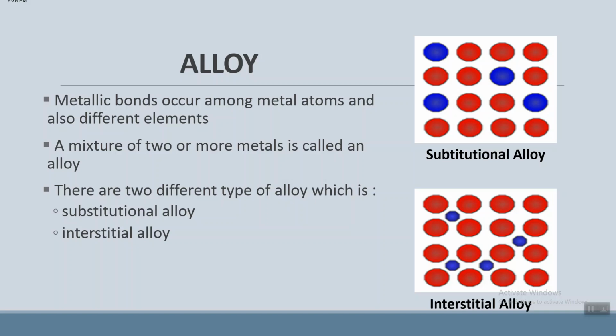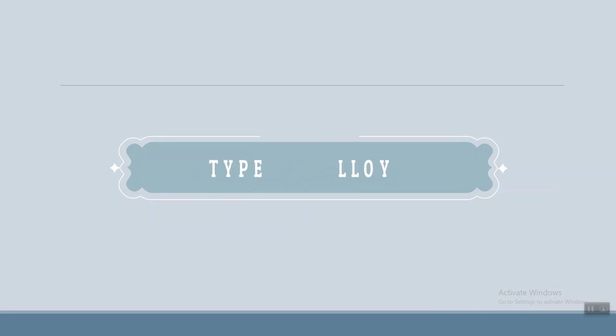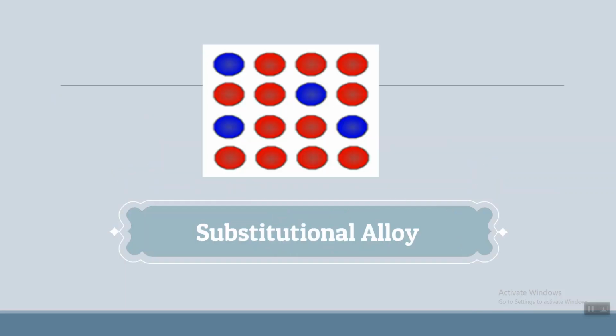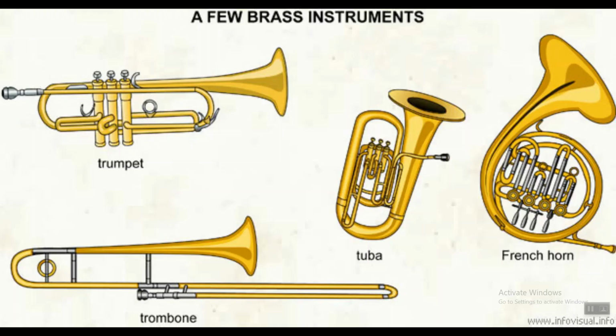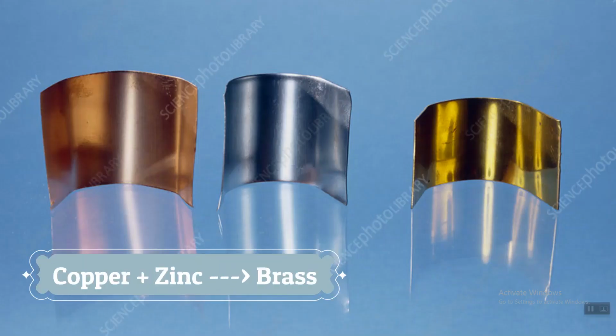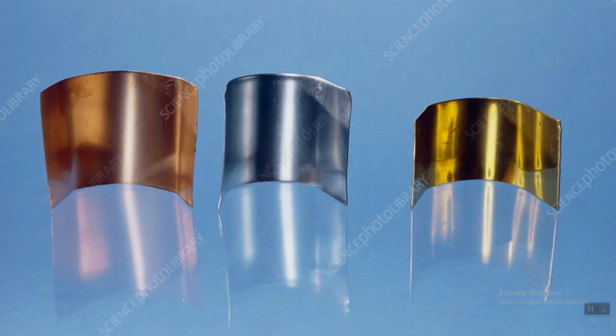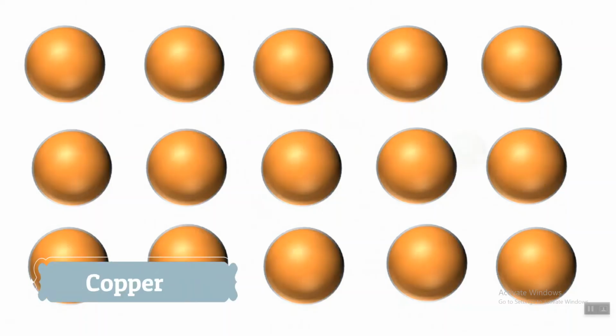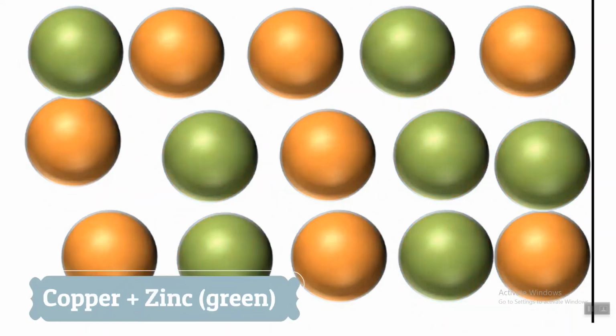Since alloys are held together by metallic bonding, they also possess metallic properties, which is why they are commonly used in commercial products. There are mainly two types of alloy. The first one is substitutional alloy. An example of it is brass. Brass is made up of zinc and copper. When these elements are mixed, zinc will replace or substitute some of the predominantly existing copper atoms.